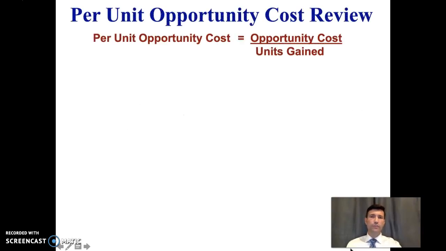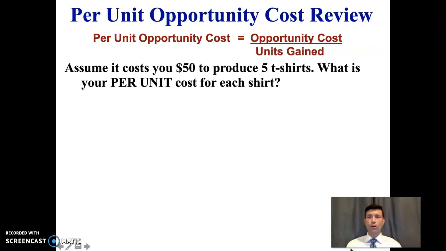So first of all, let's review this idea of per unit opportunity cost. We need to be able to find per unit opportunity cost in order to figure out comparative advantage between two potential trading partners. It's actually quite simple. It's just the opportunity cost divided by the number of units gained. For example, if it costs $50 to produce 5 shirts, the per unit cost for each shirt is $10.